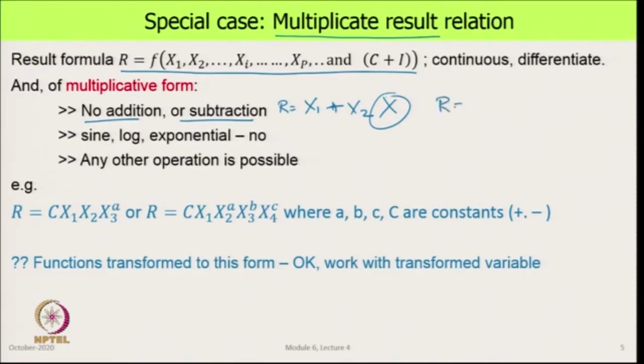Similarly, if the result were x1 minus x2, this is also out. And it does not mean that we do not encounter such relations in experiments. A good example of this is a fluid being heated, where x1 is the inlet temperature and x2 is the outlet temperature.